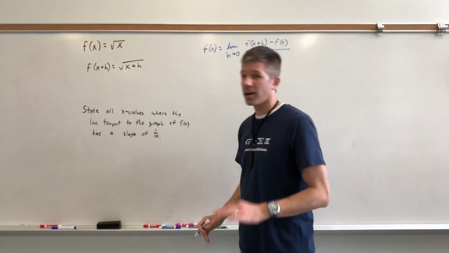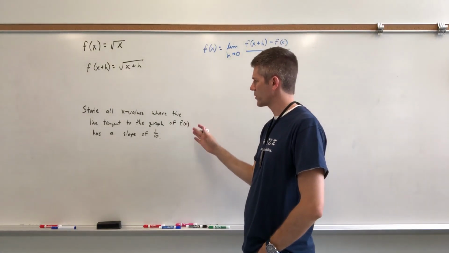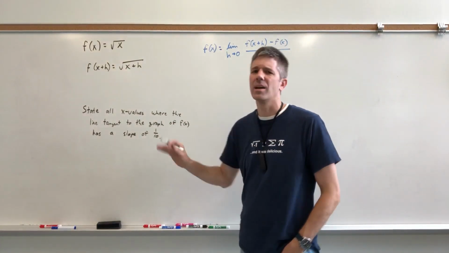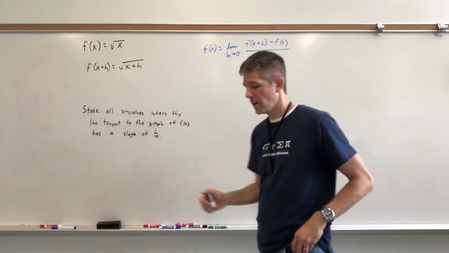By the way, when we're done, there's an extra part to this question. State all the x values where the line tangent to the graph of f of x has a slope of 1/10. What? Okay. Deal with it later. Let's find the derivative first. We have to find the derivative before we can do that. So here we go.